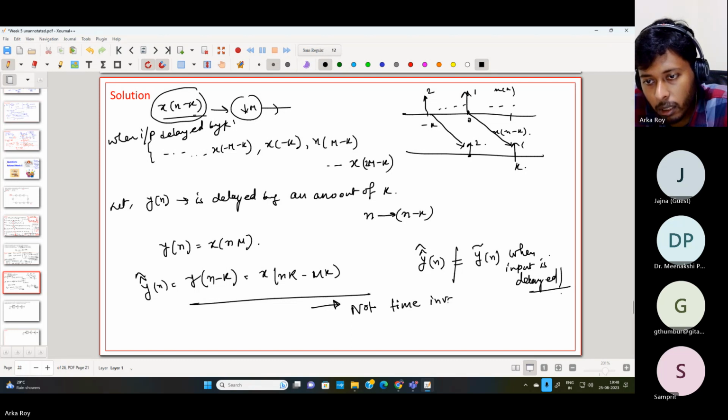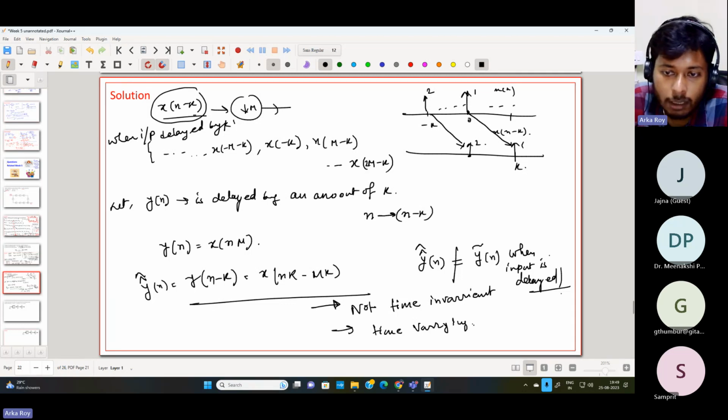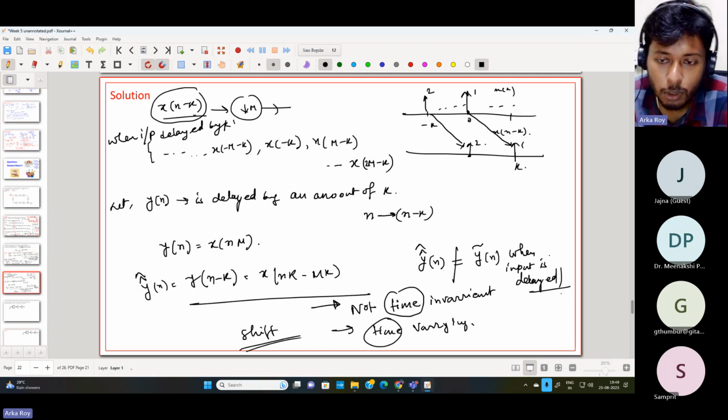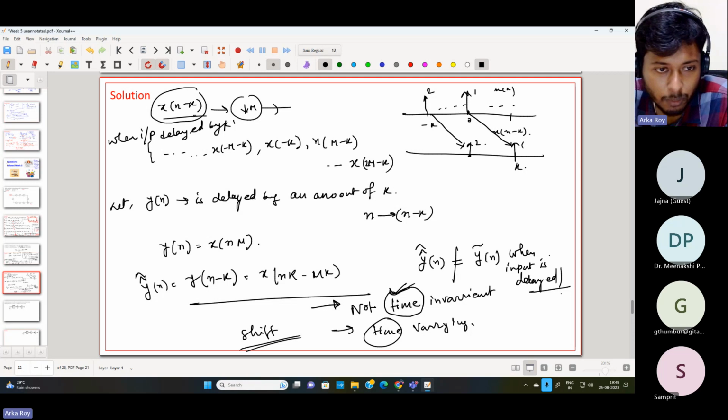So therefore, the system is not time invariant, or I can say the system is a time varying system, or let's say this time is basically shift. In many places, I basically loosely use these terms. In digital signal processing, there is no concept of time. Anyway, in the first class itself, I told that this could be rectified easily. So this is just shift invariant or shift varying.